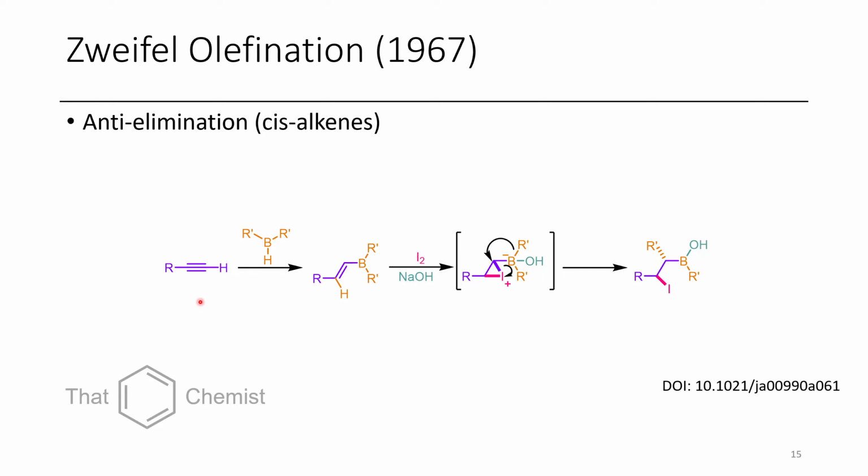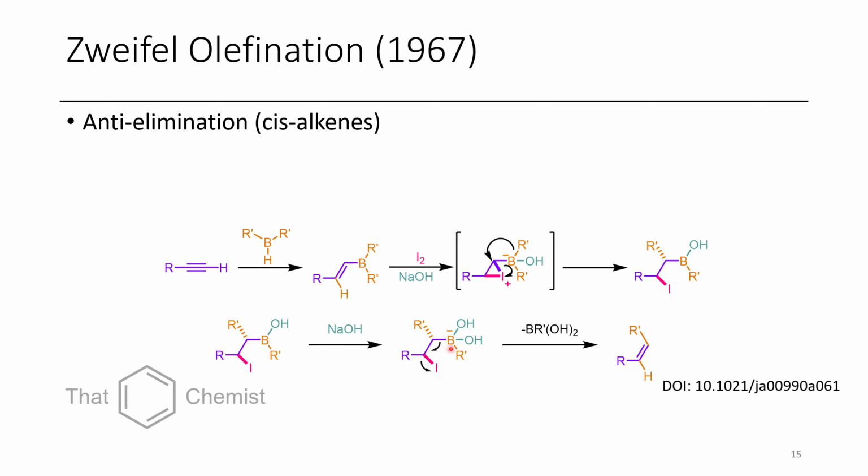Now, the Zweifel olefination typically affords cis-alkenes via the addition of a hydroboration across an alkyne. So in this case, you can see that we have Z-alkene formed as a product, but it's a boron-containing alkene. If this alkene is then treated with iodine in the presence of base, the base can attack the boron, the iodine can form an iodonium, and then one of the R groups can migrate from the ate complex, opening up the iodonium. And then in a second step, another hydroxide can attack the boron, forming yet another ate complex.